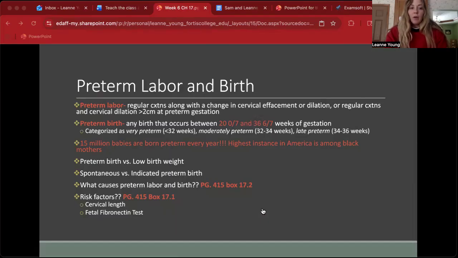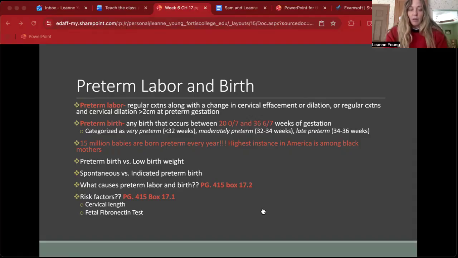So diving right in, we are going to start off by talking about preterm labor and birth. In red, I have highlighted for you the definitions of both preterm labor and preterm birth. Preterm labor is regular contractions along with a change in cervical effacement or dilation, or regular contractions and cervical dilation of greater than 2 centimeters at preterm gestation. Preterm birth is any birth that occurs between 20 weeks and 0 out of 7 days and 36 weeks and 6 out of 7 days.